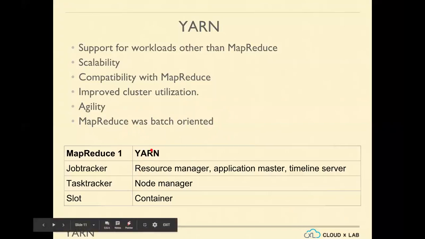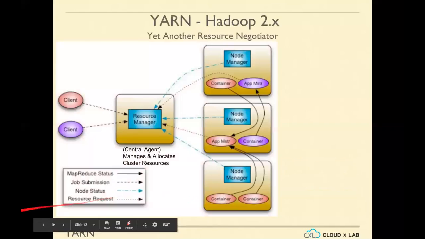So in Yarn, the system was a little bit more complex than what was there in MapReduce 1. In MapReduce 1, there was a job tracker, task tracker, and each work was executed inside a slot. The job tracker was broken down into resource manager, application manager, and timeline server. Task tracker was basically replaced with node manager, and so on. So this is the architecture.